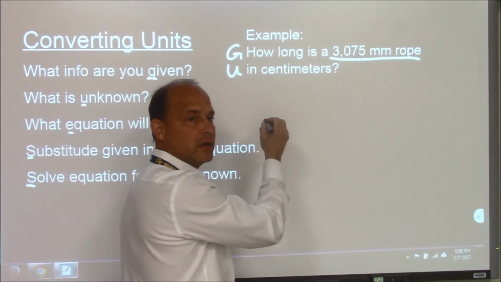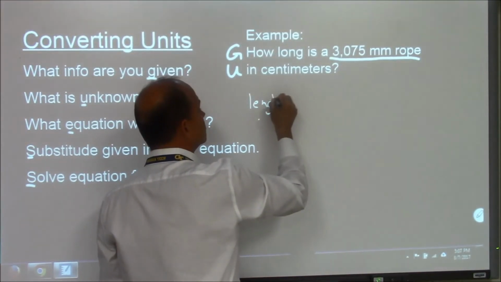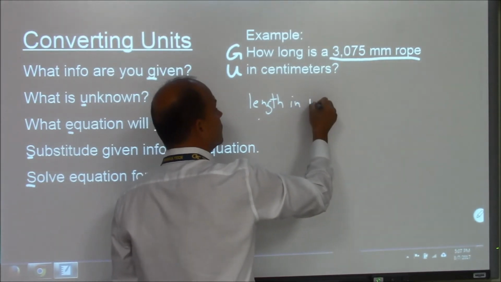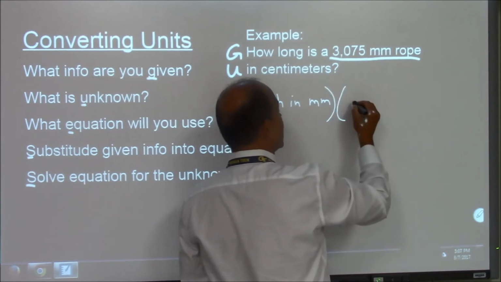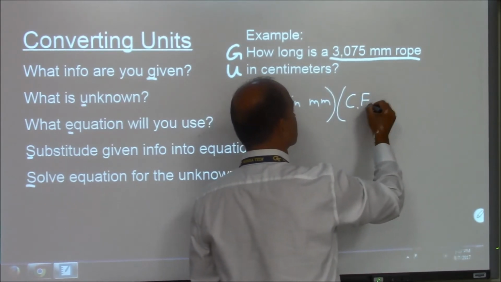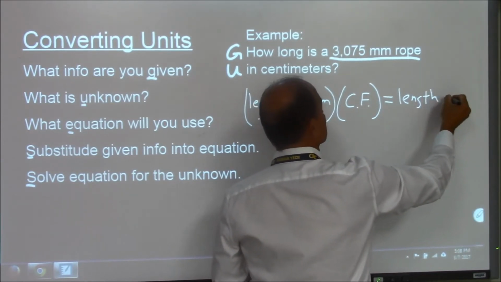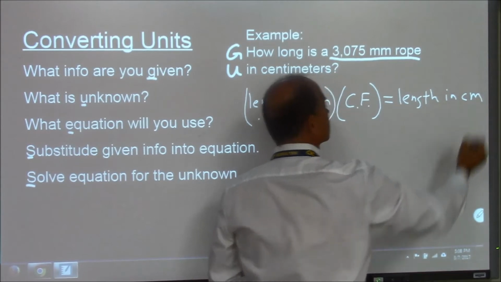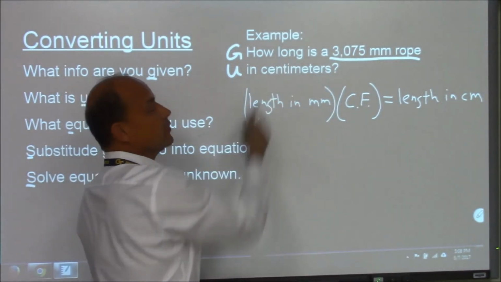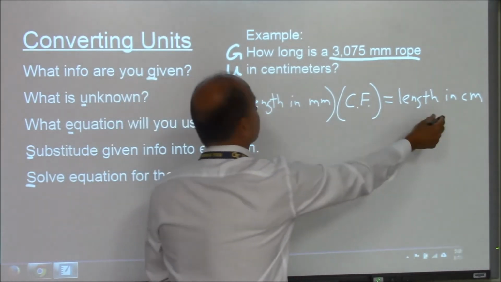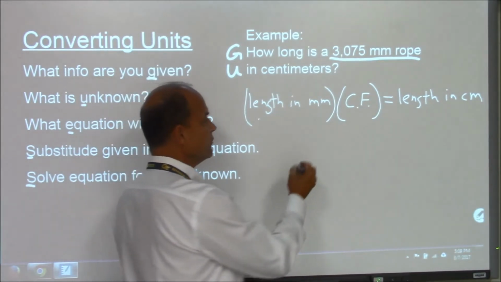What I want to write here is: we know the length in millimeters, times some conversion factor, is going to equal length in centimeters. So here's my equation. Length in millimeters, okay, I got that. Length in centimeters is what we want to know, but what's this conversion factor?